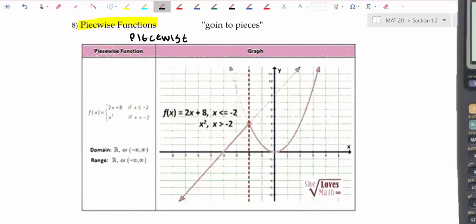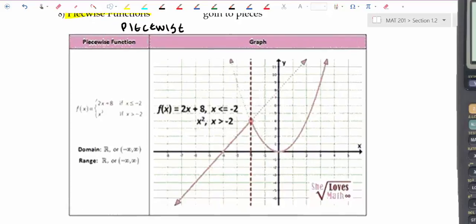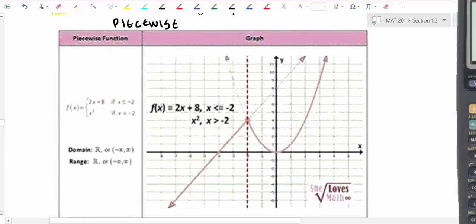When you do a piecewise function, you're doing more than one graph. You're putting a graph together. It's defined in different pieces. This is just a picture I pulled off the internet. The idea here is a piecewise function has 2 parts. The first part is 2x plus 8. Now 2x plus 8 is a line, right?